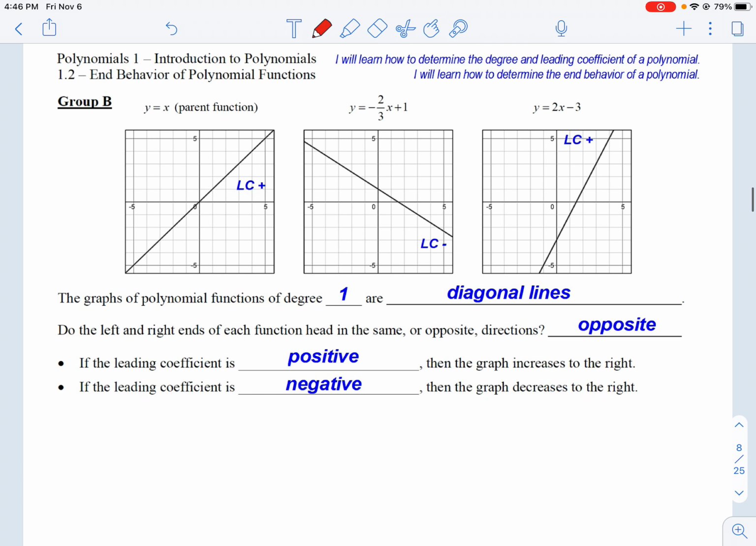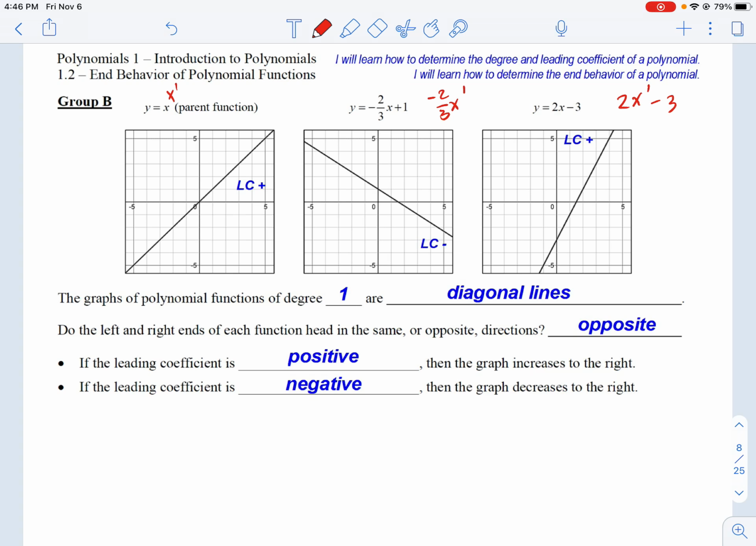Moving on. This one you are so familiar with also. We call this one a degree of 1 because this is x to the power of 1. Negative 2/3 x to the power of 1. 2x to the power of 1. So the largest exponent is 1, and that's why the degree is 1, and they are called diagonal lines.